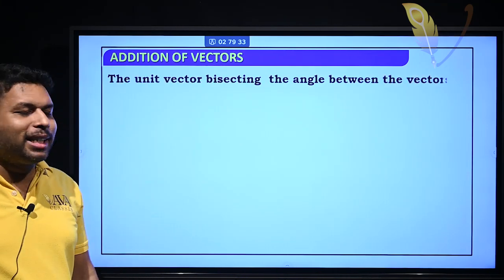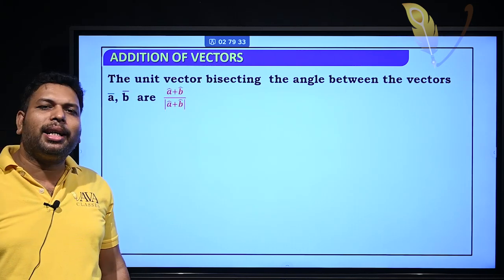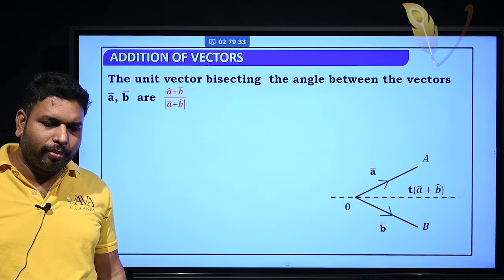The unit vector bisecting the angle between the vectors a and b is (a plus b) by the magnitude of (a plus b).